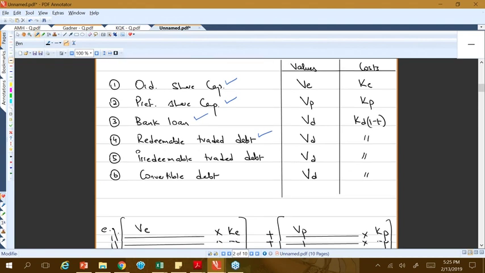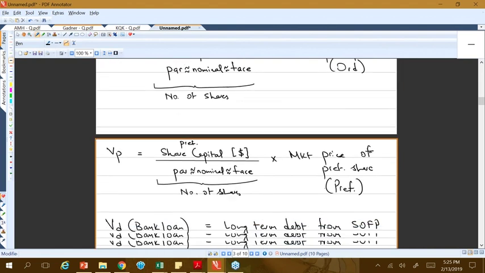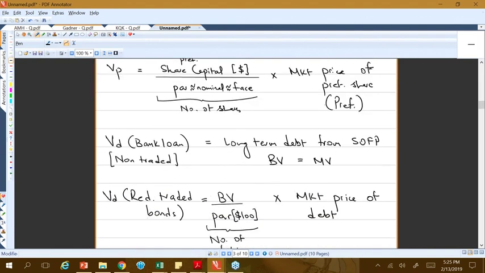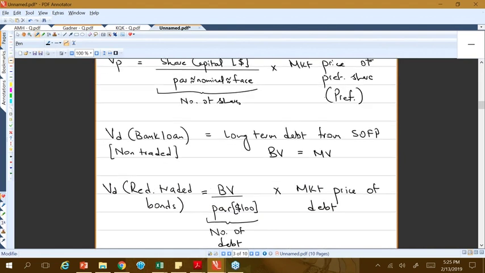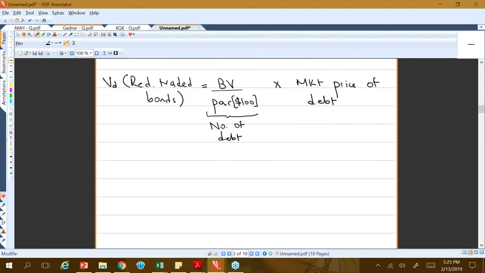What we simply do is find the VE, find the VP, then the VD for bank loan, and the VD of redeemable traded bonds. Now, the VD of the convertibles and the VD of the irredeemable debt follows the exact same calculation which is here for the VD of redeemable traded bonds. So in some other questions which I have put on that list of questions, you will see you are going to work things out exactly the same way how I will work out the VD of the redeemable traded bonds today.